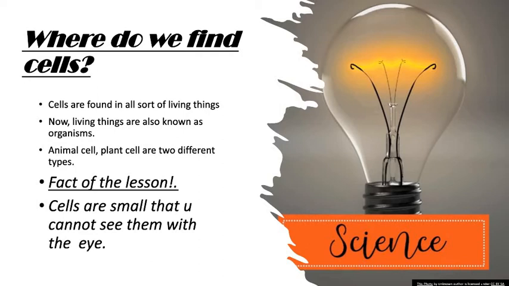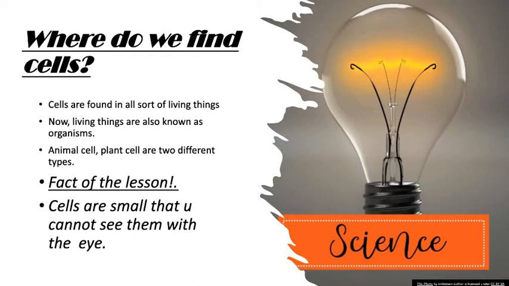Living things are also known as organisms. So a living thing is an organism, and another word for organism is a living thing. Animal cells and plant cells are two different types. They both have different functions, and cells do different things in them.